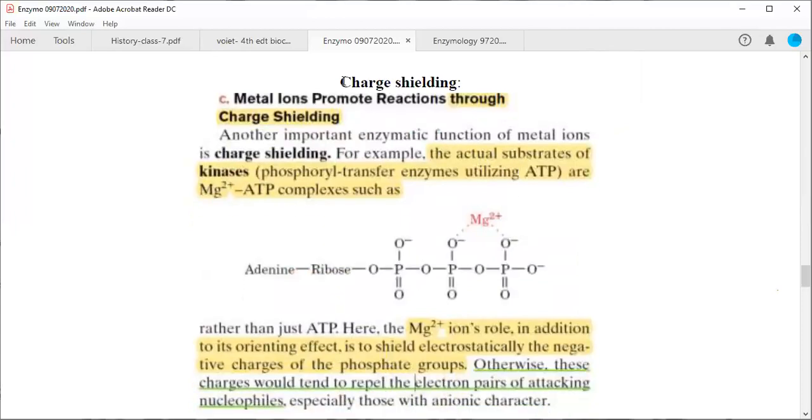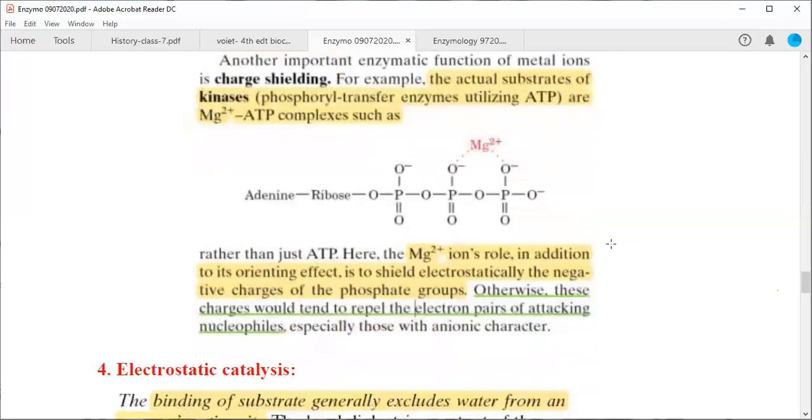The other category is charge shielding. The metal ions are also involved in charge shielding. For example, in kinases, with the ATP molecule, the charge of ATP is shielded with the help of magnesium ions, Mg2 positive ions.